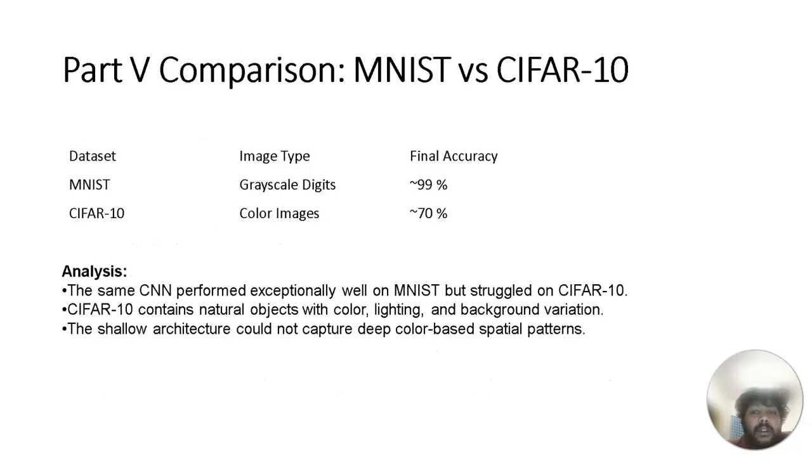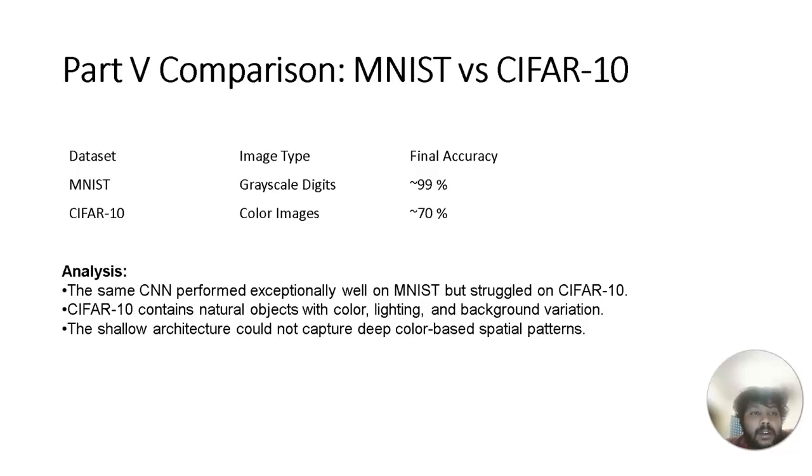And coming to our comparison of part 5 with MNIST on CIFAR-10, let's take the dataset type and final accuracy. Let's go first with MNIST, which is grayscale digits. It reached approximately 99% accuracy, but when compared to CIFAR-10, where we used color images, the accuracy is drastically lower, approximately 70% compared to MNIST.